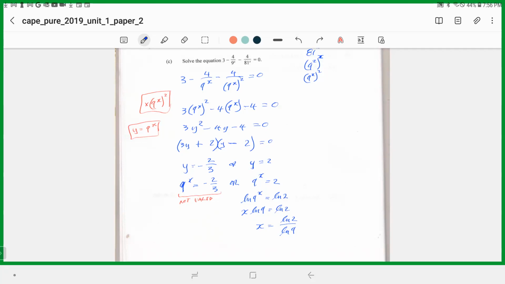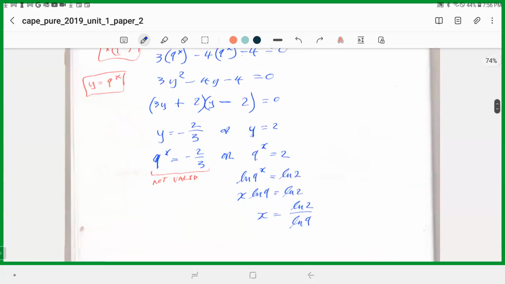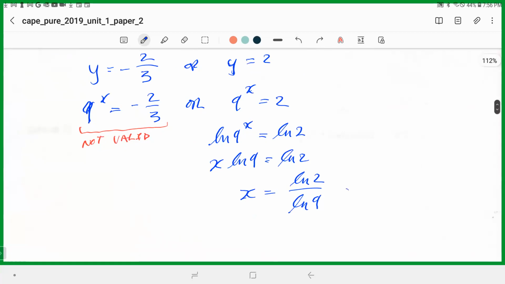Because ln 2 over ln 9 can actually become, by the laws of log, log of 2 to base 9, by the change of base. I can leave this as my answer, or I can use that. Same thing.